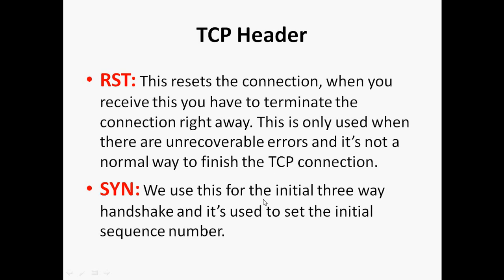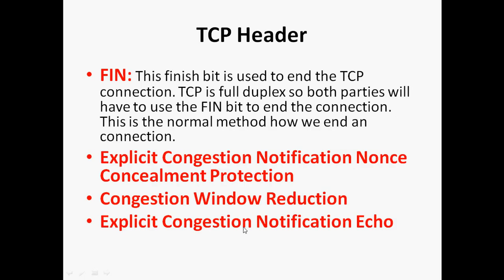Next one, SYN. We use this for the initial three-way handshake. For the initial three-way handshake, the first packet we send is SYN. You use it to set the initial sequence number. The next flag is FIN. This is the finish bit, used to end the TCP connection.